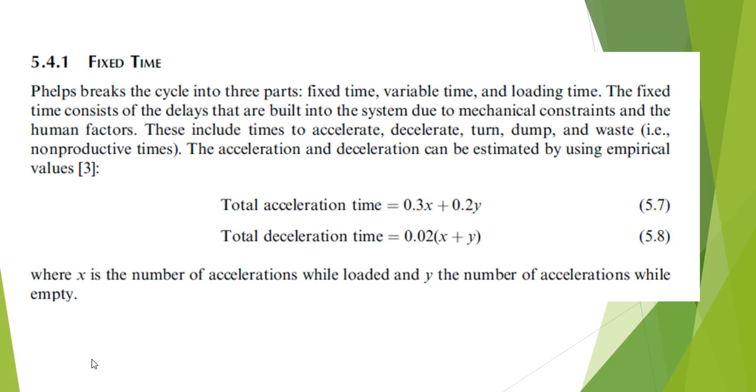Looking at things this way, you can find the acceleration and deceleration using empirical values that have been developed, where x is the number of accelerations when the vehicle's loaded, and y is the number of accelerations when they're empty. So for total acceleration time, 0.3x plus 0.2y, and for deceleration time, 0.02x plus y.